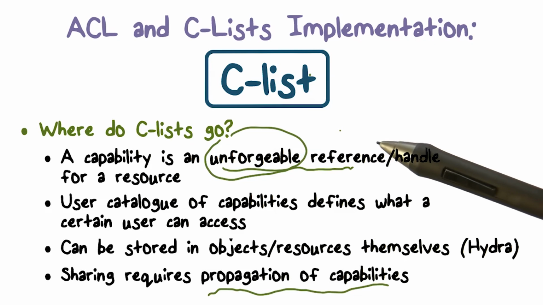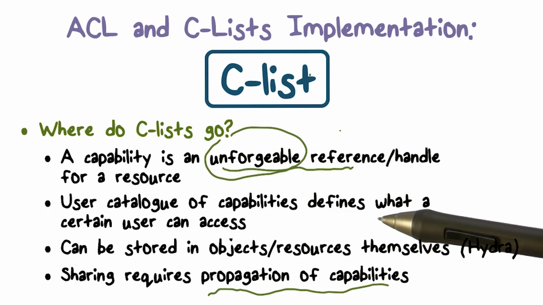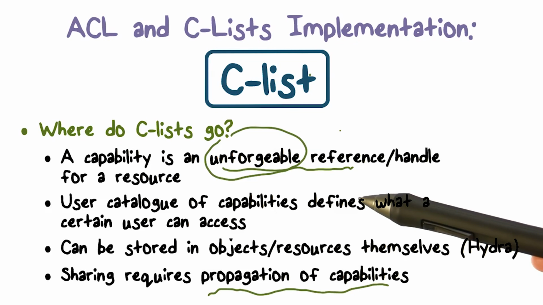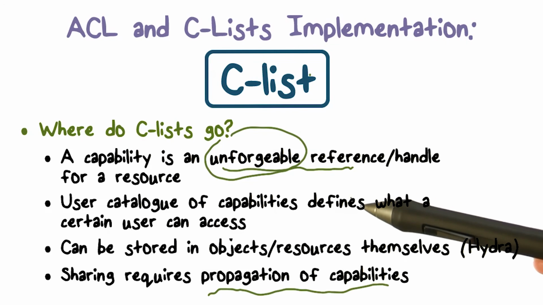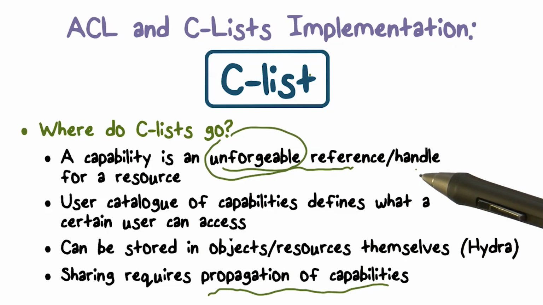With capabilities, sharing is going to happen by propagation of capabilities. I'm going to give you a capability. You're going to find a way to gain access to a capability that you can then use to be able to use the resource. Remember, the one difference here is that possession of a capability means you can access the resource. There is no access check required as was necessary with ACLs.